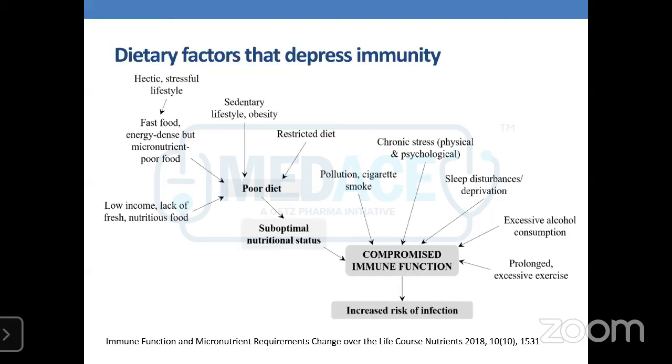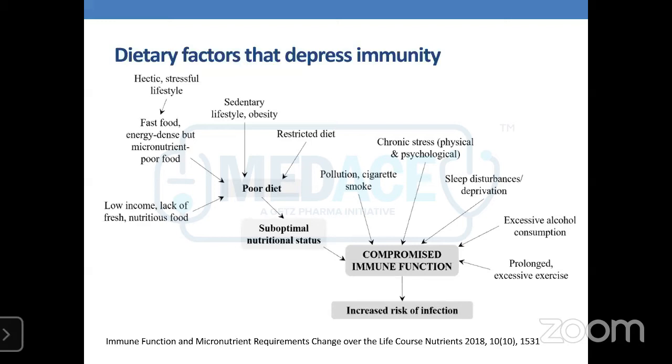Then the third factor is sedentary lifestyle. Obesity is itself an independent risk factor for the development of diseases, and fat cells produce the process of inflammation in our body. Then restricted diets. A restricted diet means either the person self-guides himself to restrict a particular food component in his diet, or he or she is restricted by someone else, told not to take these foods and to eliminate them from the diet.